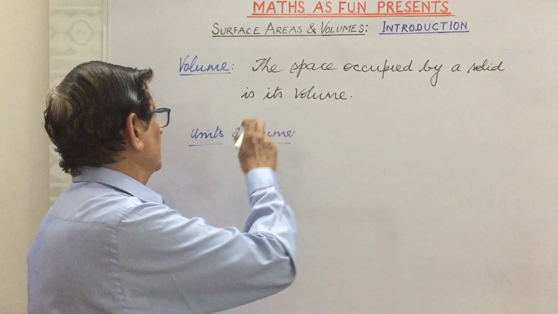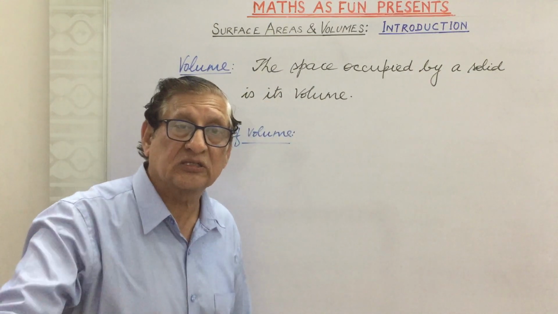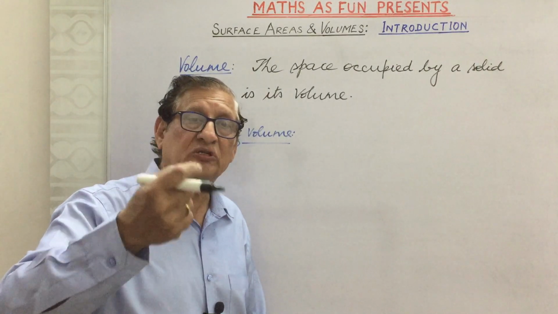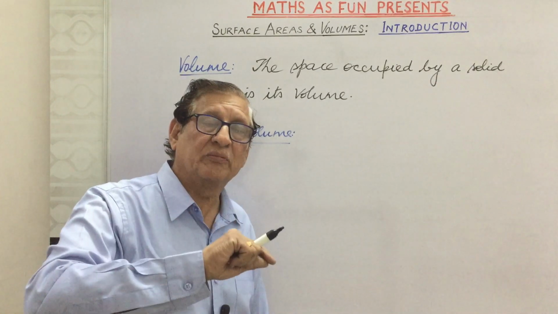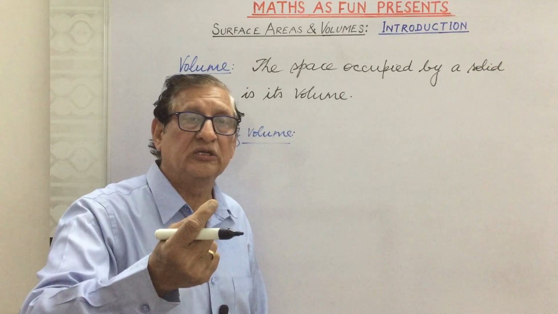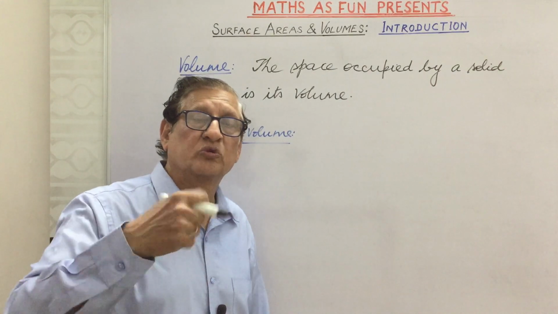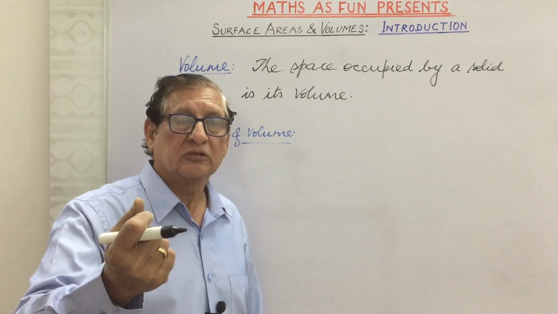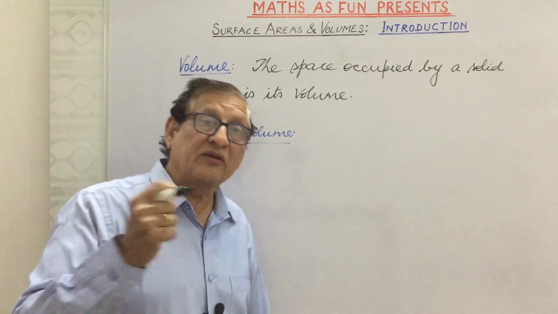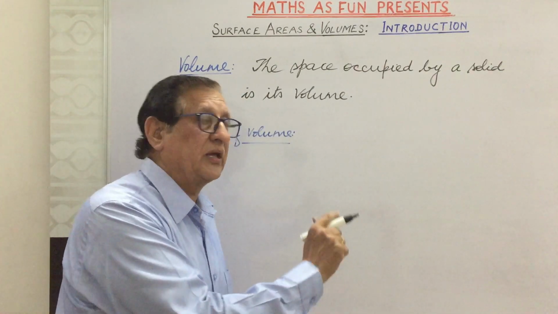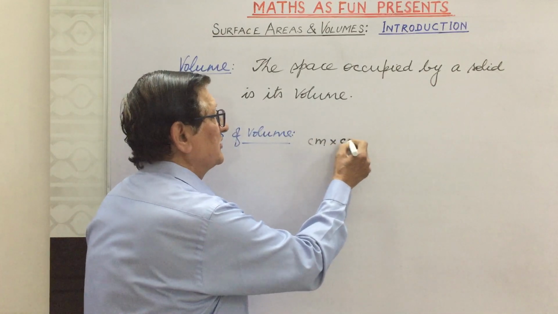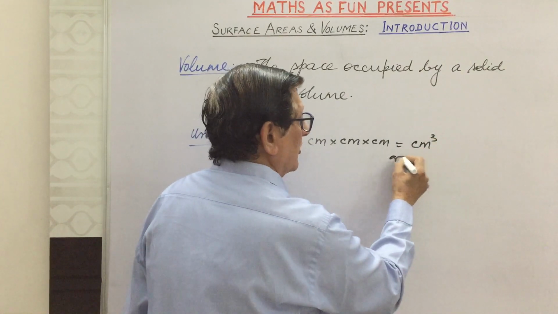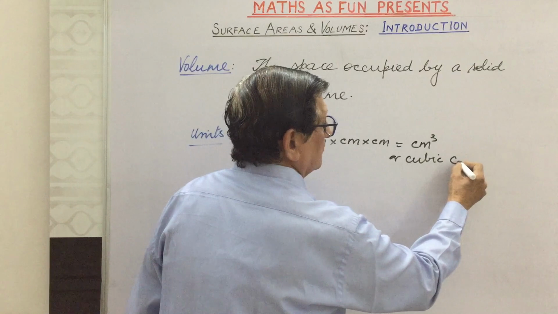So when we discuss the units of the volume, since there are 3 dimensions, we will be multiplying any of the units 3 times, like in the areas we were multiplying twice. Centimeter into centimeter was centimeter square or square centimeter, the unit of the area. In case of meter, it was meter into meter, that was meter square or square meter. Same way in case of volume, we will be multiplying 3 units like centimeter into centimeter into centimeter. So this becomes centimeter cube, or we call it cubic centimeter.